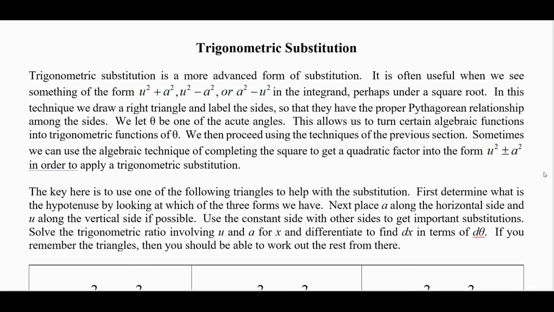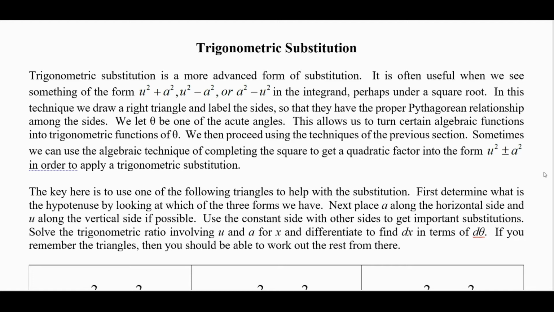In this video, we're going to talk about a technique of integration called trigonometric substitution. This is a more advanced form of substitution than we've done before, and it's useful when we have something of the form u squared plus a squared, u squared minus a squared, or a squared minus u squared in the integrand, perhaps under a square root. Here, a is a constant and u is some function of x.